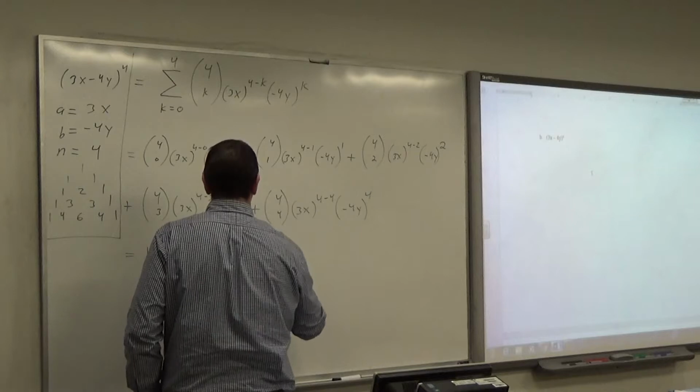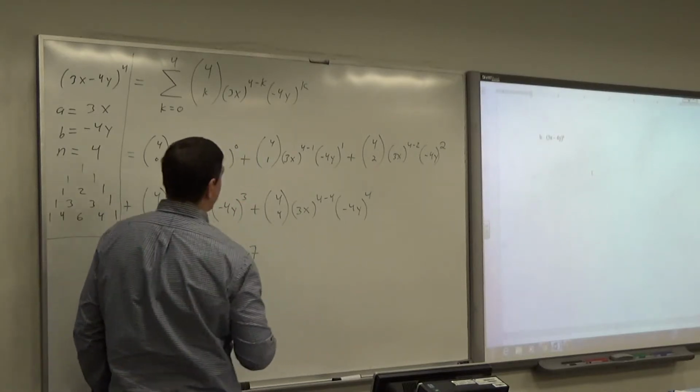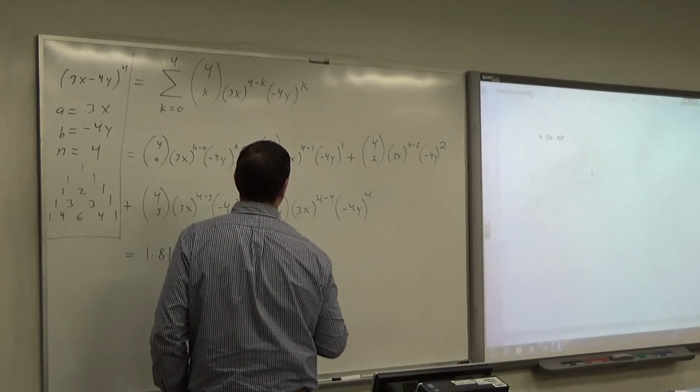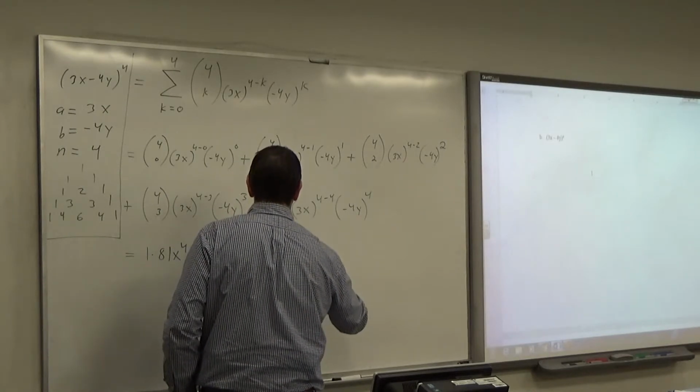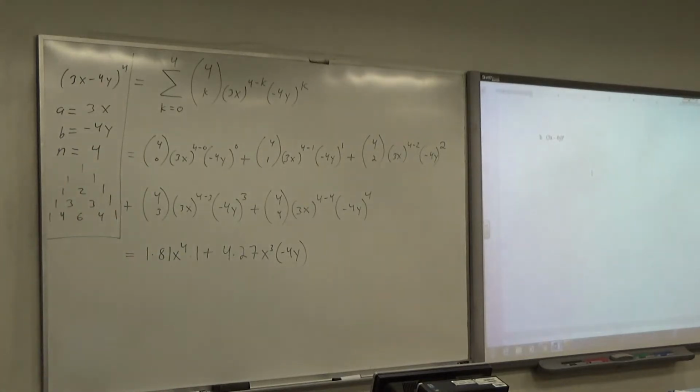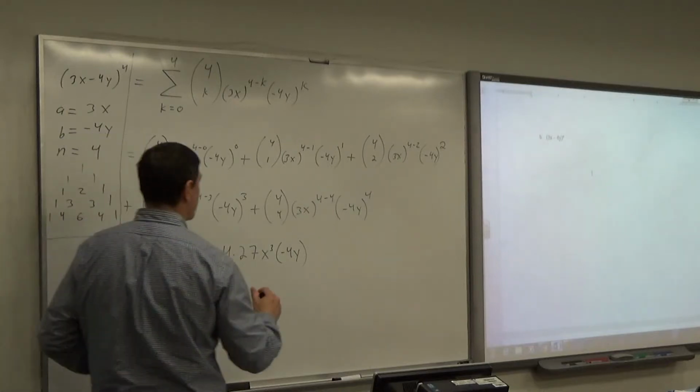3 to the 3rd is 27. And then we have an x cubed. And then we're going to have times a negative 4y. I want you to notice that I put the negative 4y in parentheses, just because I know at the end we're going to get a negative coefficient out of that, and I don't want you guys losing that negative value. For the next term, 4, 2 we know is 6.